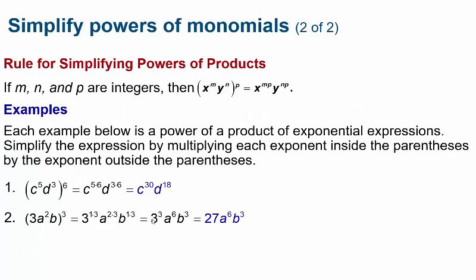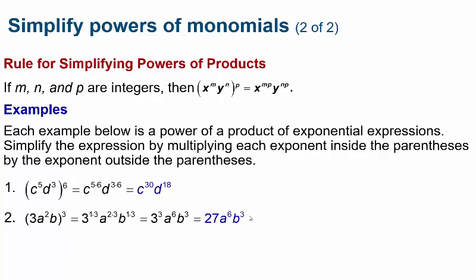Another one here, a little bit harder. Suppose you have multiple things inside of parentheses. If m, n, and p are integers, and I have x to the m times y to the n, and all of that raised to the p power, just distribute the p to each term, or each factor, excuse me. So this becomes x raised to the m times p, and y raised to the n times p. So just take this p and multiply it to each exponent.